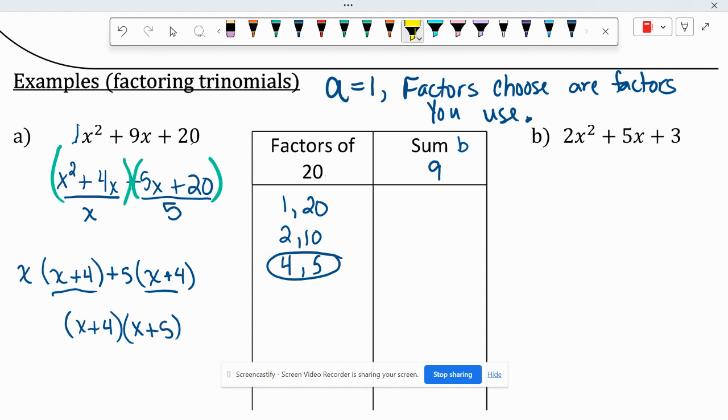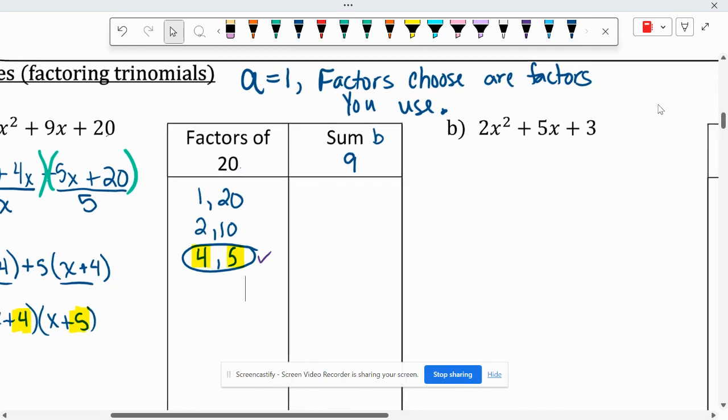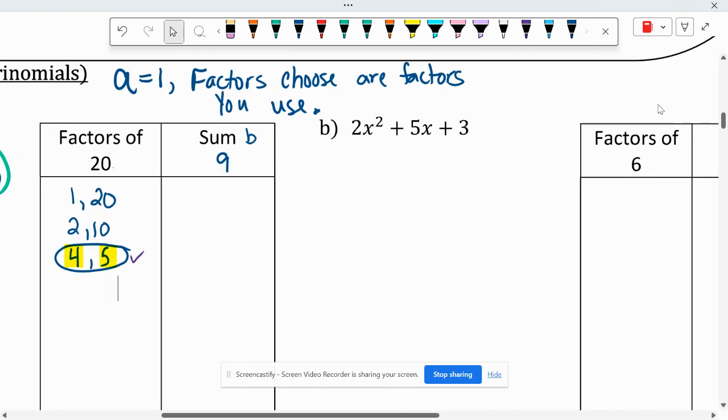Notice that my factors are exactly the factors that I chose. And that's because the value of A is 1. So when the leading coefficient is 1, whatever works in your times plus chart, those are the numbers that you're going to use. You don't have to do the grouping method. It's real quick, okay? So for example B, we do have to use the grouping method because A is not 1.